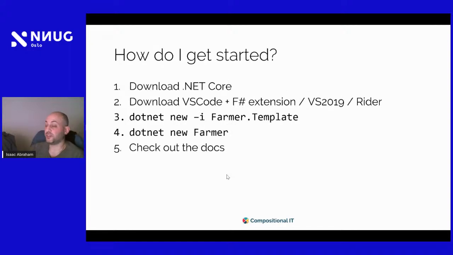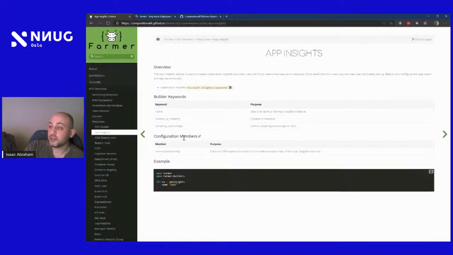How do I get started? If you've got .NET Core, you can get VS Code. There's an F# extension called Ionide, or you can use VS 2019 or Rider. That's all you need. You'll already have F# then. We also have a .NET template that will create a project with the latest version of the Farmer package. That's basically it. The docs I've already showed you, but I'll just jump back there again.